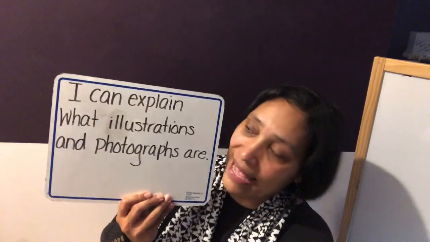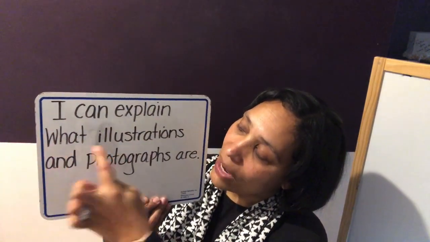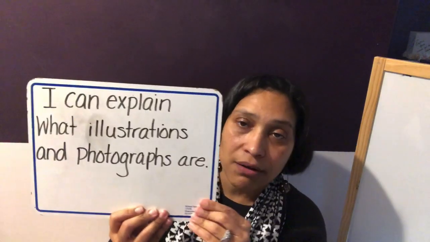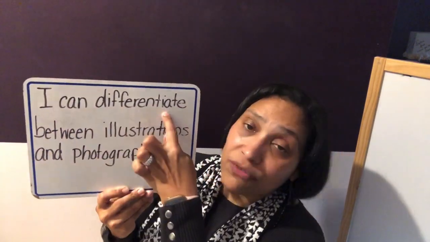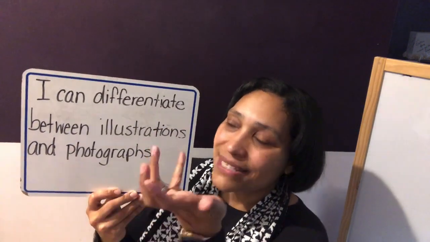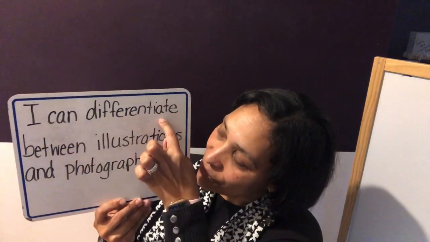You have two today. The first learning target says, I can explain what illustrations and photographs are. That's our first learning target. Our second learning target says, I can differentiate, and differentiate is just a very long word for tell the difference. So I can differentiate between illustrations and photographs. That is our job today. We're going to explain what illustrations and photographs are, and then we're going to tell the difference between illustrations and photographs.